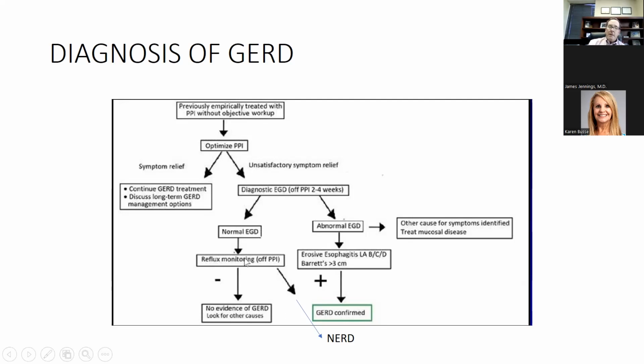What we would do if the patients are still having symptoms is we would consider pH testing on these patients. And I put another arrow down here, and these patients aren't NERDs, but they do have a subset of reflux that's the most common, called non-erosive reflux disease. And again, research has shown some techniques on EGD that can help make a diagnosis without putting these patients through pH monitoring.